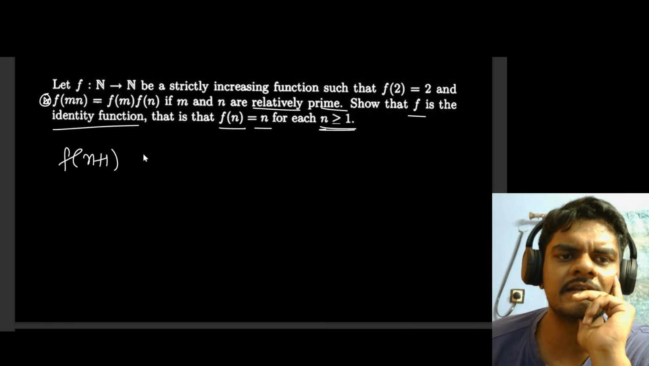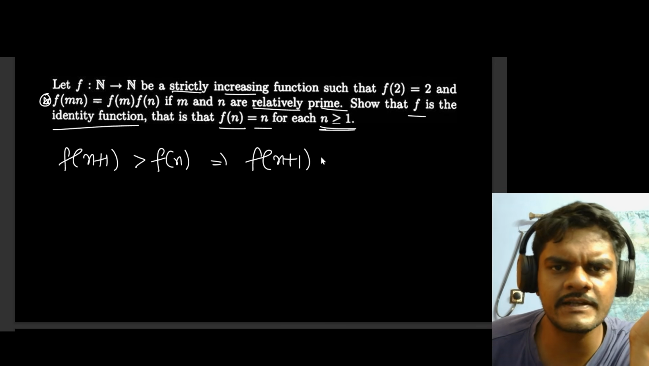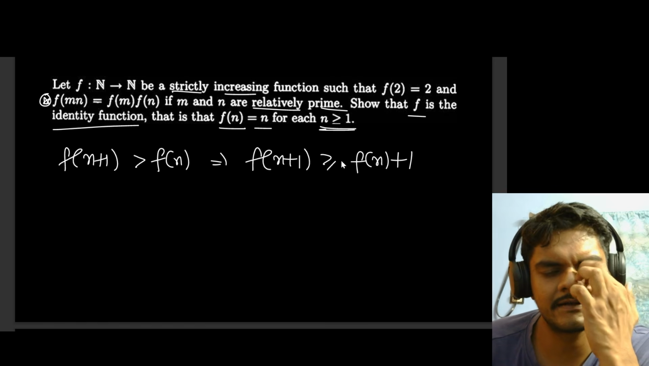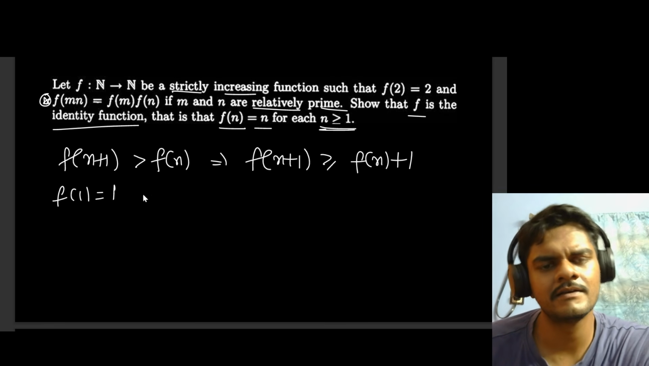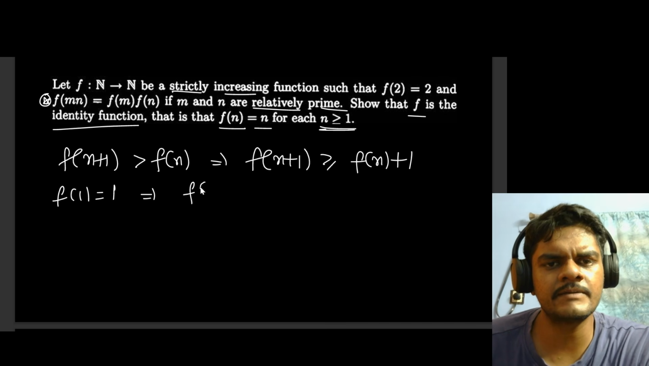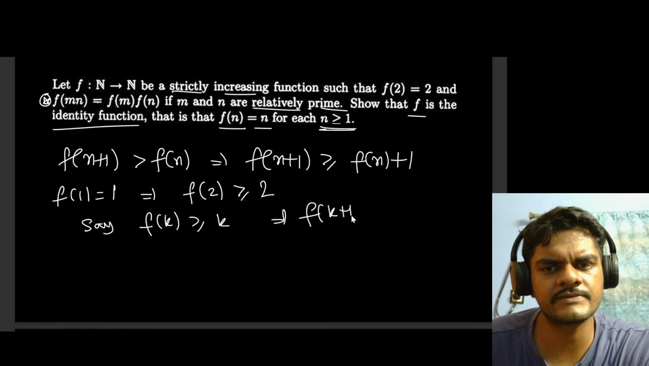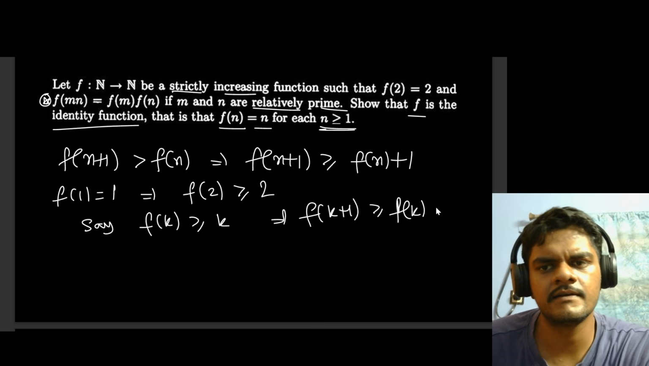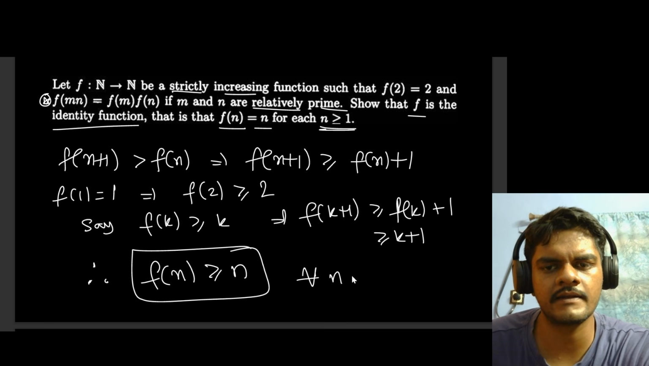f of n plus 1 is strictly greater than f of n, right? This is what strictly increasing function means. This means f of n plus 1 is greater than or equal to f of n plus 1, right? So can I prove inductively, since f of 1 is equal to 1, that f of 2 is greater than or equal to 2, and say f of k is greater than or equal to k, that would imply f of k plus 1 is greater than or equal to f of k plus 1, which is greater than or equal to k plus 1. So can I prove that therefore f of n is greater than or equal to n? This is true for all n greater than or equal to 1.